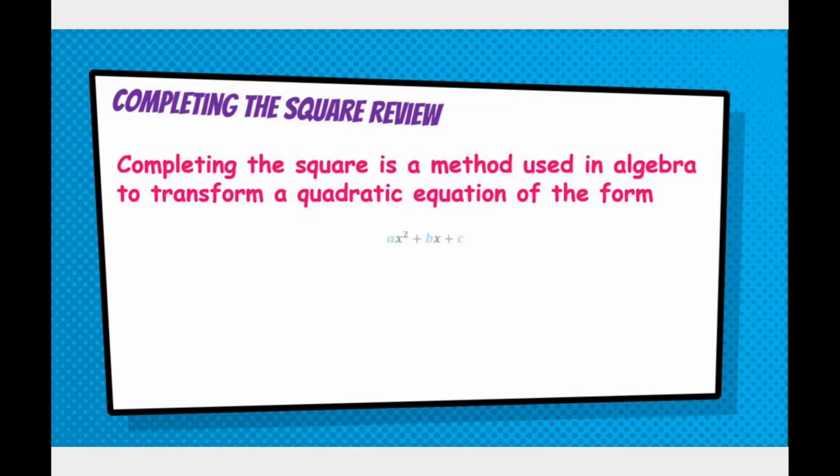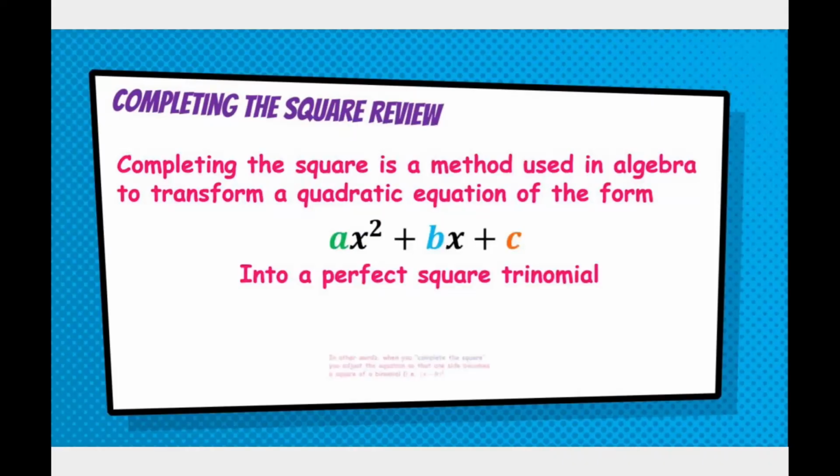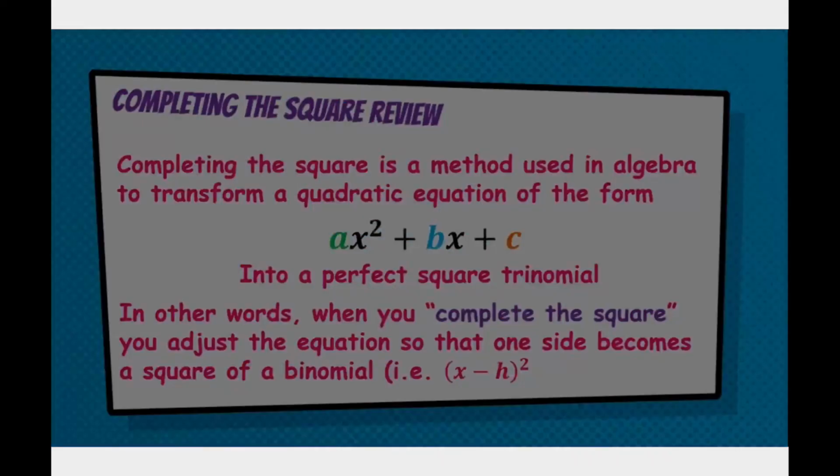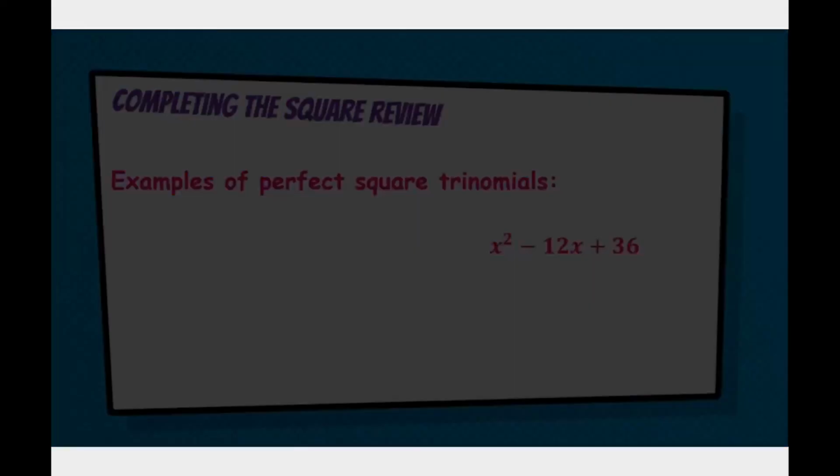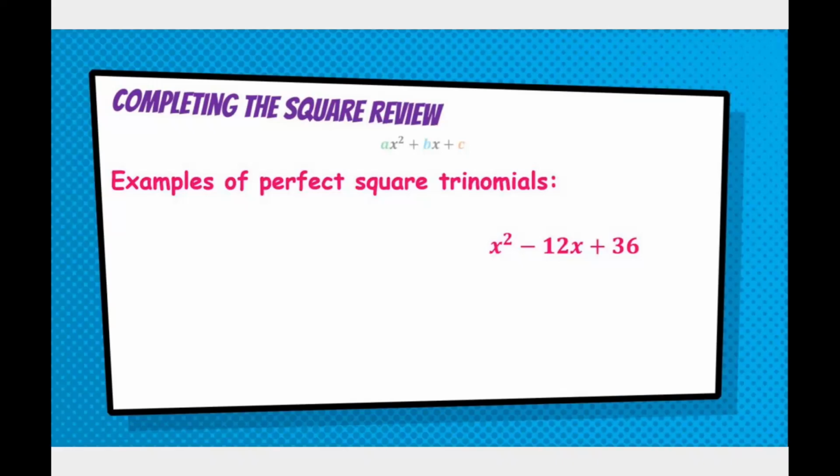It's a method used to transform a quadratic equation of this form into a perfect square trinomial. So in other words, when you complete the square, you adjust the equation so that one side becomes a square of a binomial, like this (x minus h) squared. So we're forcing this to happen. It doesn't happen naturally. We're making this happen.